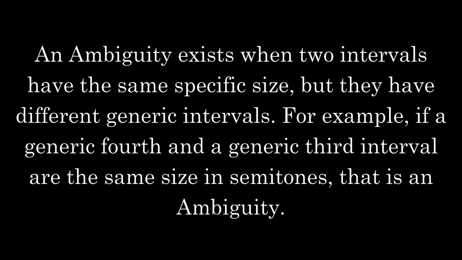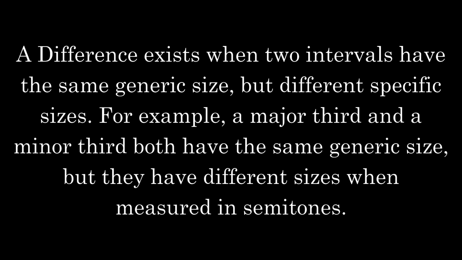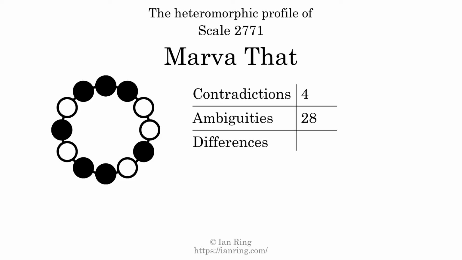An ambiguity exists when 2 intervals have the same specific size, but they have different generic intervals. For example, if a generic fourth and a generic third interval are the same size in semitones, that is an ambiguity. The number of ambiguities in this scale is 28. A difference exists when 2 intervals have the same generic size, but different specific sizes. For example, a major third and a minor third both have the same generic size, but they have different sizes when measured in semitones. The number of differences in this scale is 92.